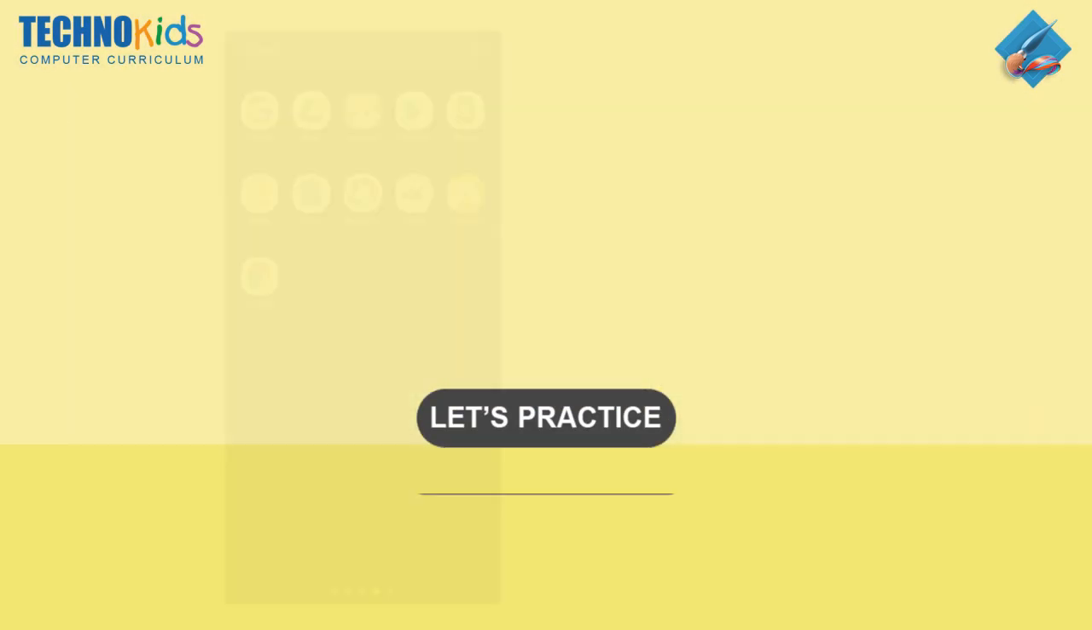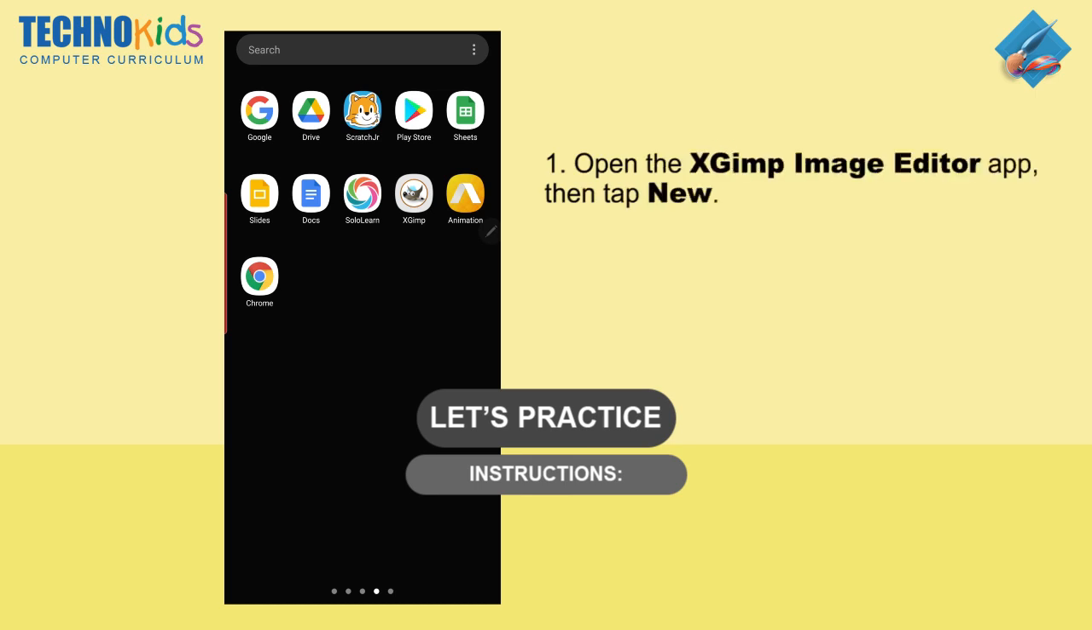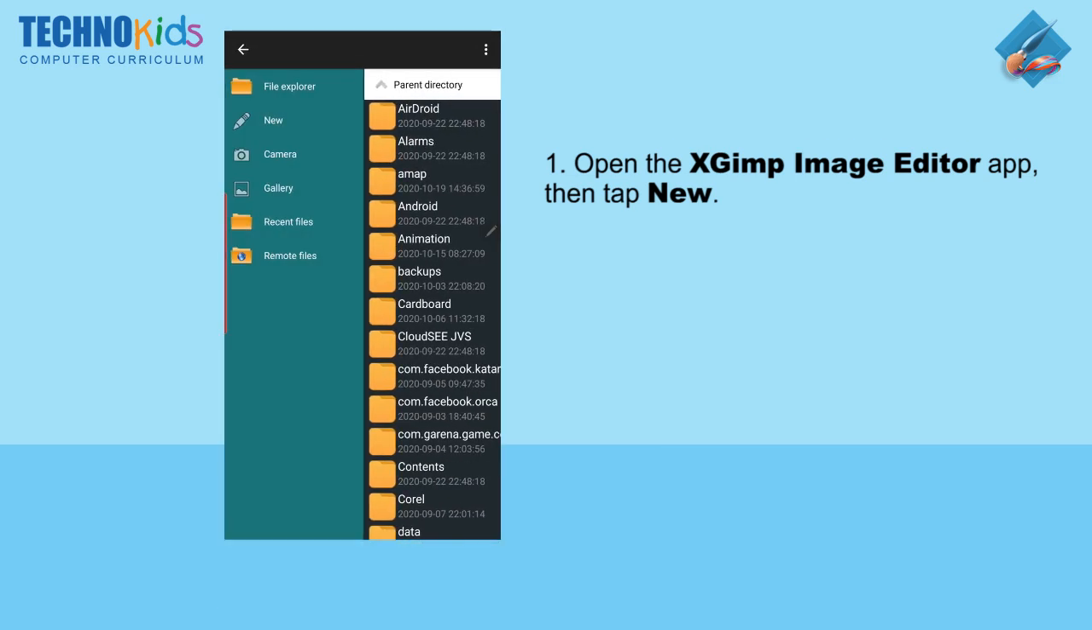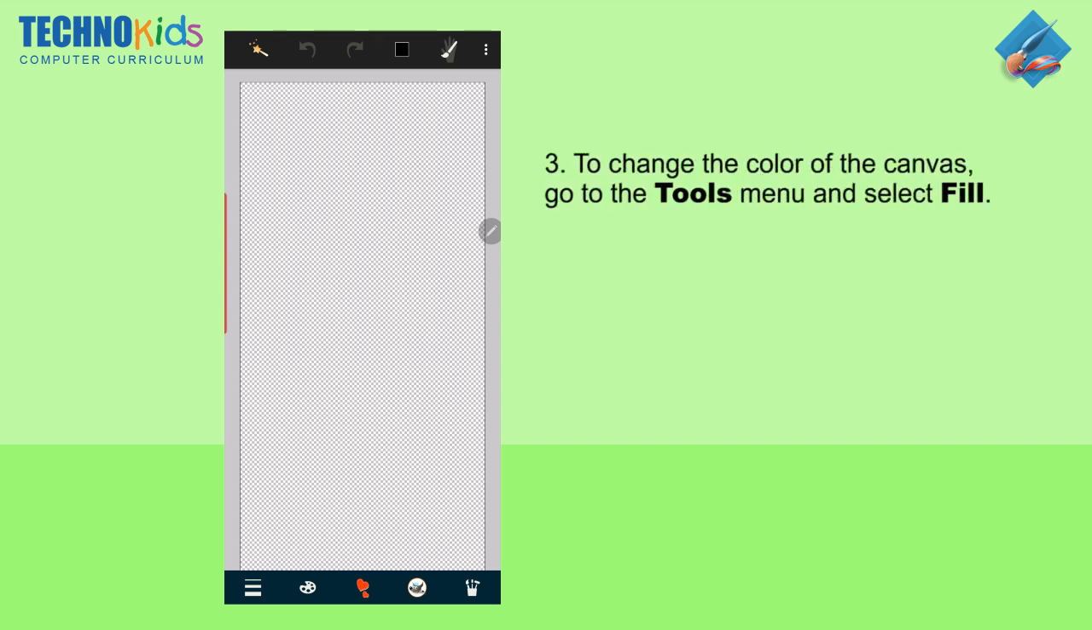Let's practice. Instructions. Number 1. Open the XGimp image editor app. Then tap New. Number 2. The canvas will now appear with the default dimensions. Number 3. To change the color of the canvas, go to the Tools menu and select Fill.